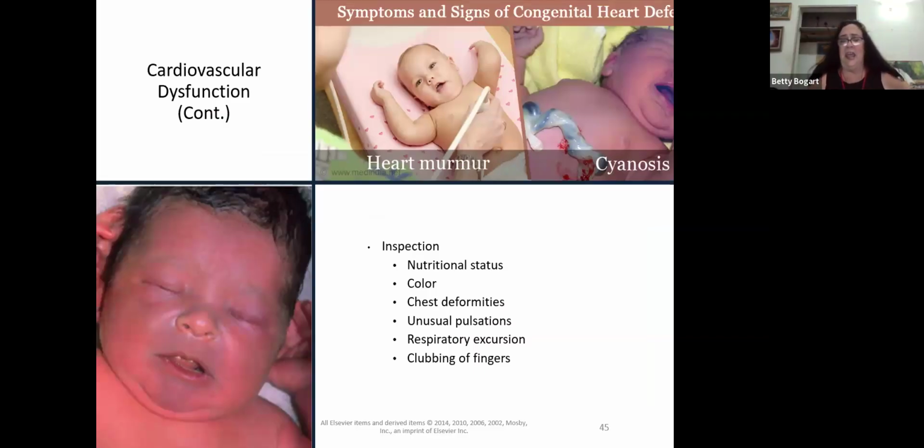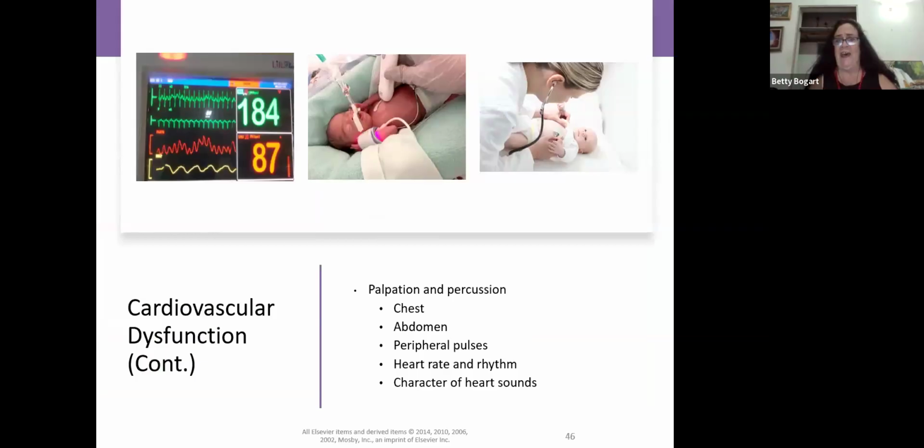What are you going to see in a child with cyanotic heart disease? Well, we're going to be looking at many things. Nutritionally, we're going to know if they're not gaining weight, something's going on there. Color, look at the chest. Clubbing of fingers does not happen till later on, okay? We're going to look at the way the heart is beating. Is it fast? Is it slow? We're going to look at peripheral pulses. And then we're going to listen.